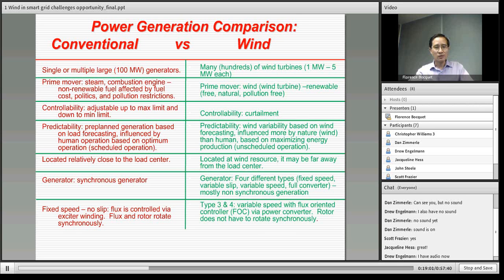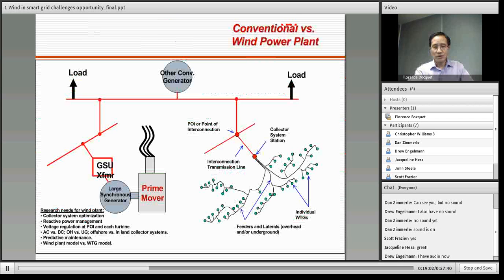So that means we need to do some research, for example, in terms of wind power generation. We can do some research about collector system design, optimization of the collector system, reactive power management, voltage regulation at point of common coupling or common point of integration. And also we need to do research about AC versus DC power transmission from the wind.